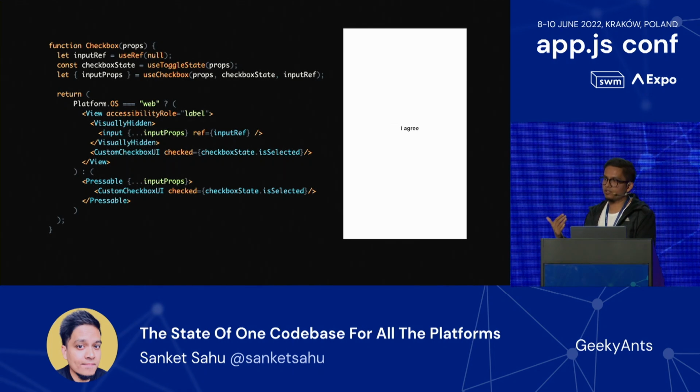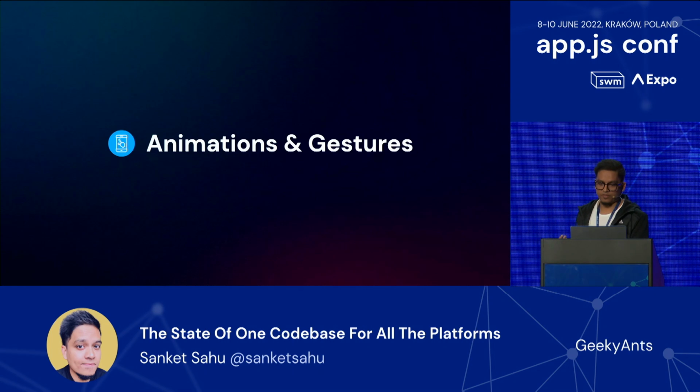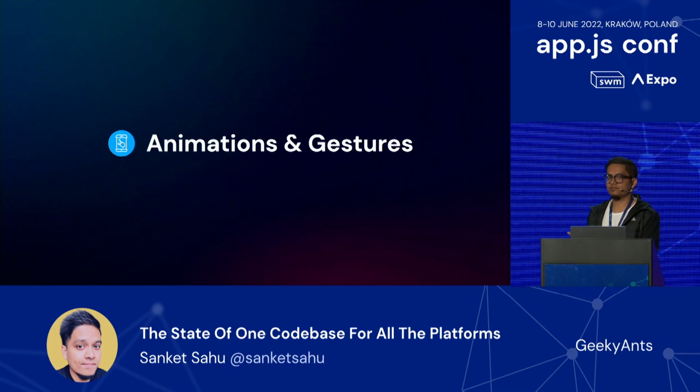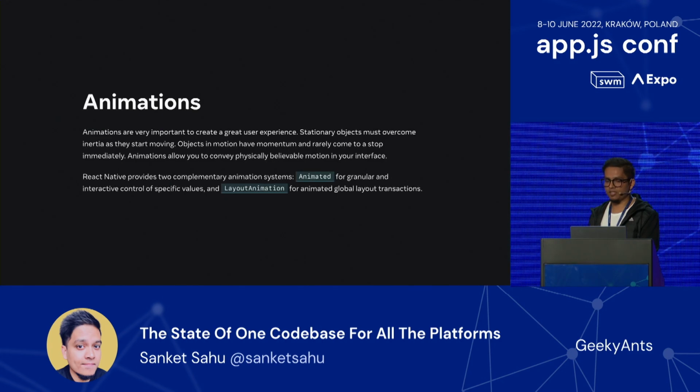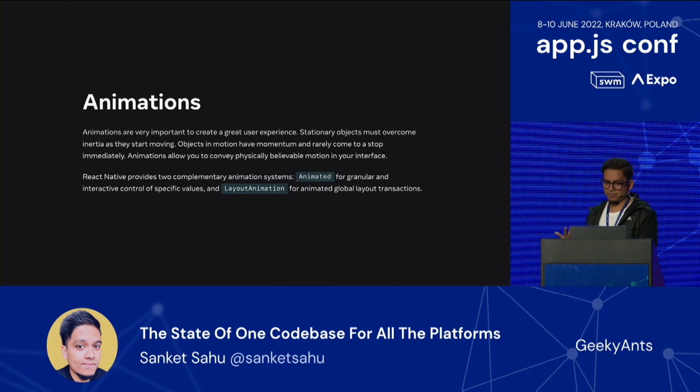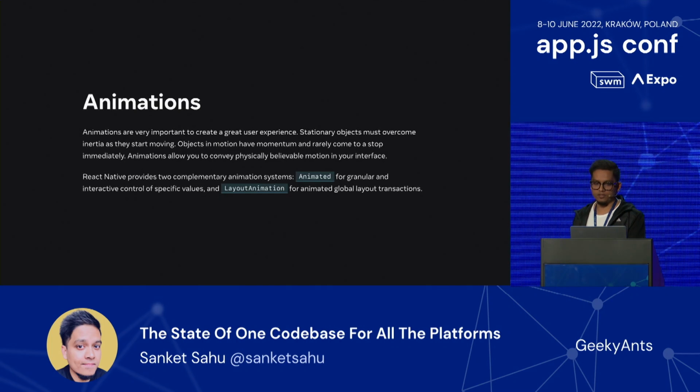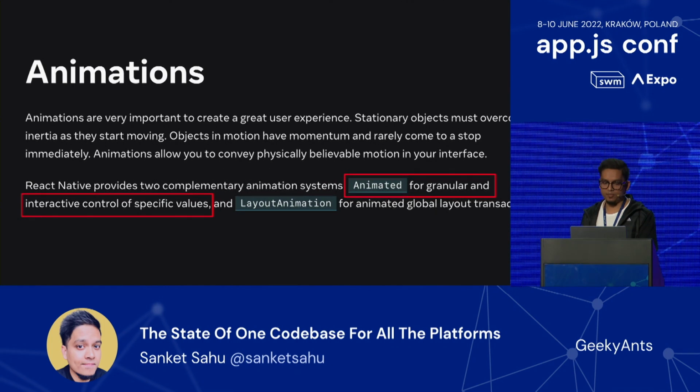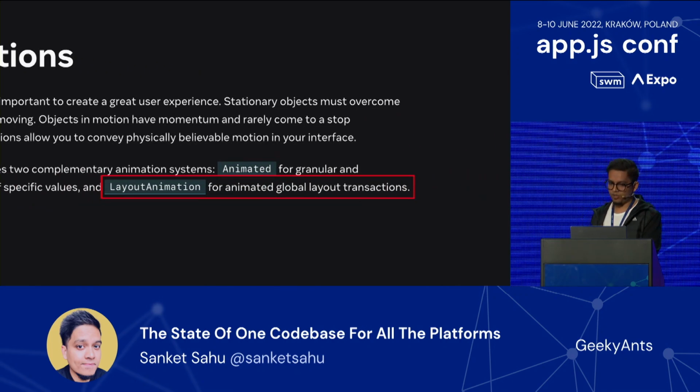We have a bunch of other hooks available. Then we have animations and gestures. We had a very nice talk; the last talk was on animations. But quickly checking what the animation API is like in React Native: we have two animation APIs, Animated, and then we have LayoutAnimation.